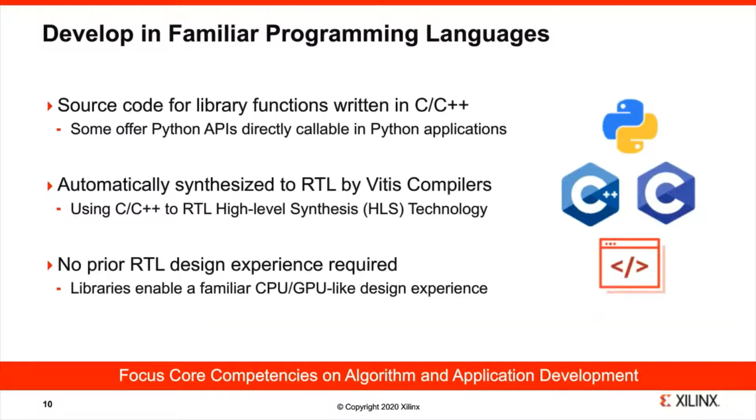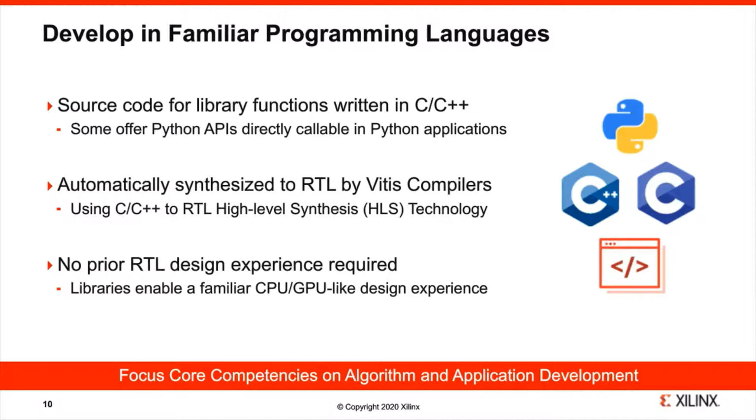The source code for the Vitis accelerated libraries is written in C and C++. This means that you can design algorithms in familiar programming languages with no prior RTL experience. Some of these libraries also offer Python APIs, making them directly callable in Python host applications. Now, some of you might be thinking, if these libraries are written in C and C++, and FPGAs inherently need specialist hardware description languages to program them, how does this work?